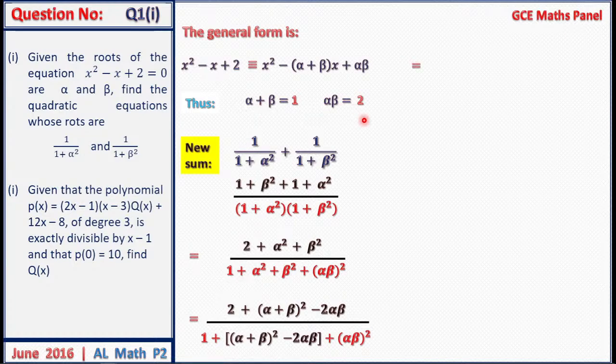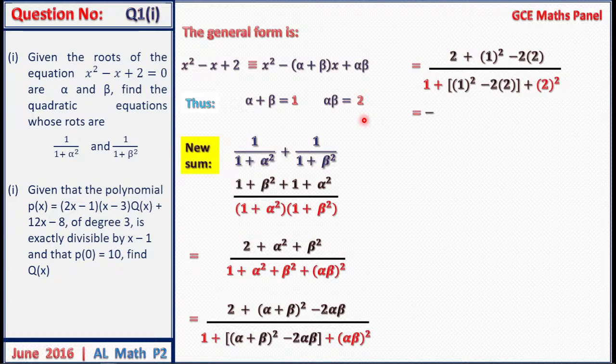So we substitute these values into this equation and we will have 2 plus 1 squared minus 2 into 2, all that on 1 plus 1 squared minus 2 into 2 plus 2 squared. And when we simplify that, we will have minus a half as our new sum. So the new sum of roots is minus a half.